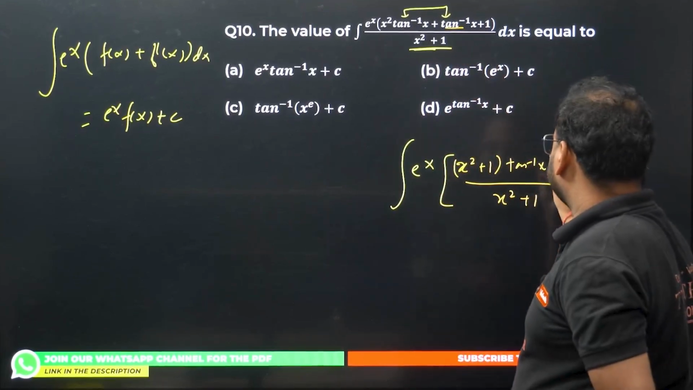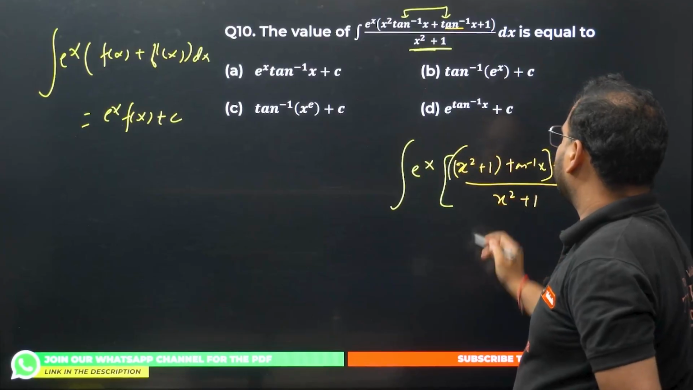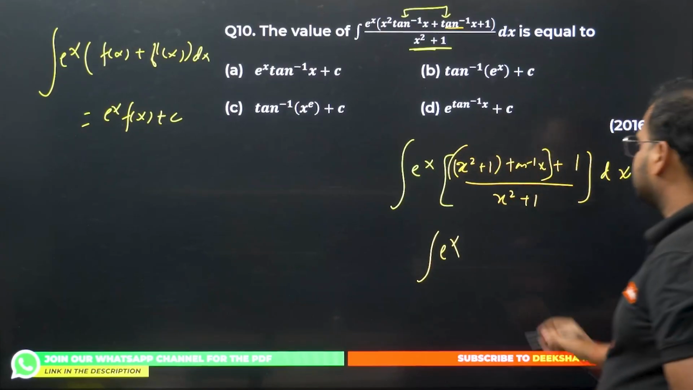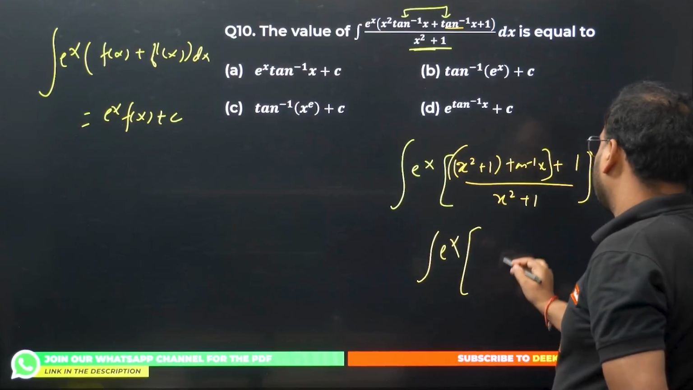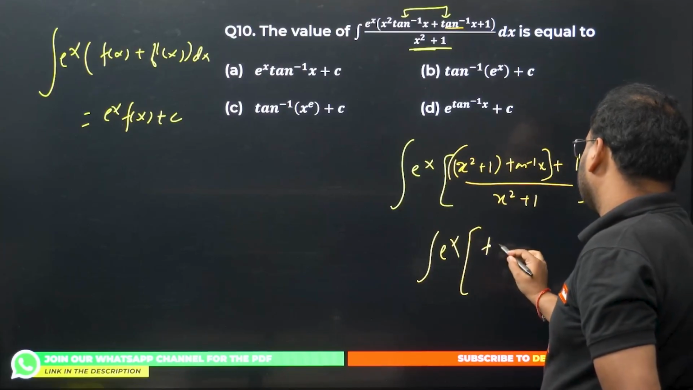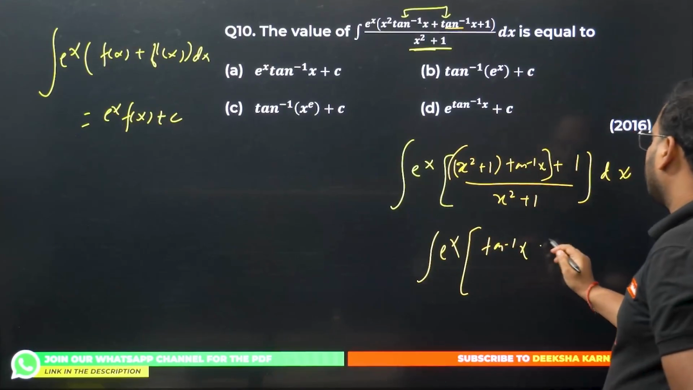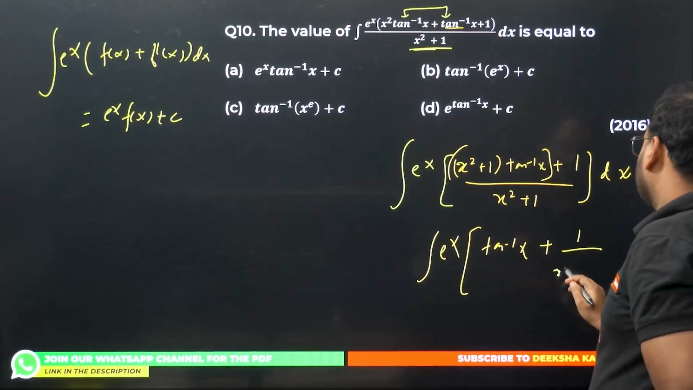Separate this over here. You will get this as e power x. This will become what? Simply tan inverse of x. This will cancel this, right? And this will become what? Plus 1 upon the same denominator.